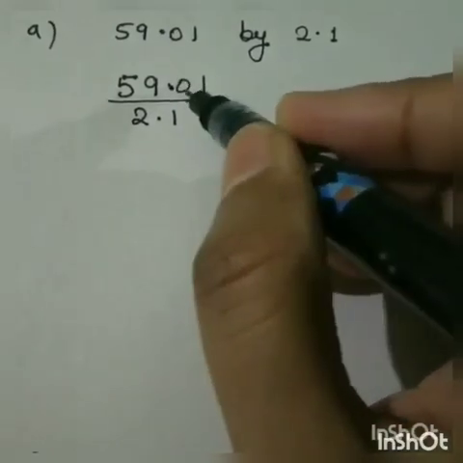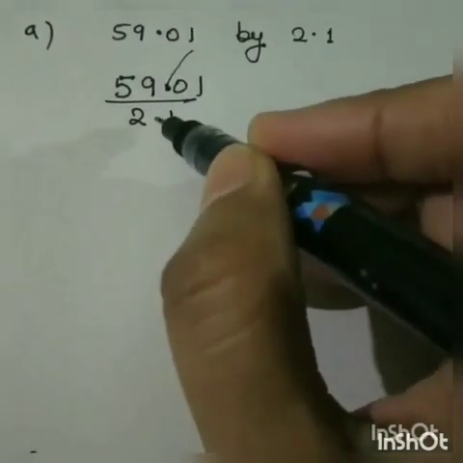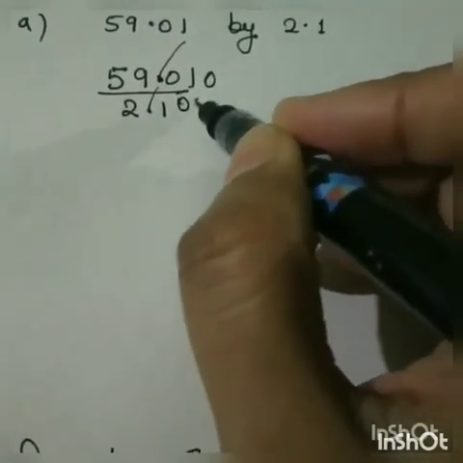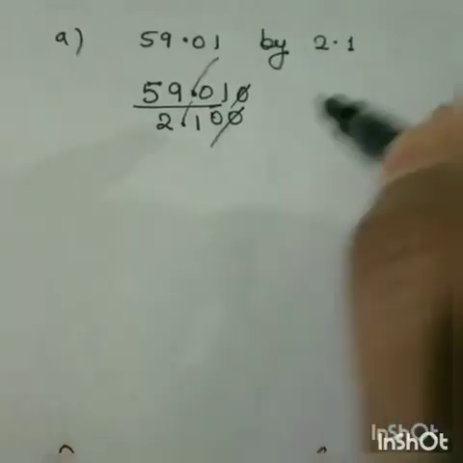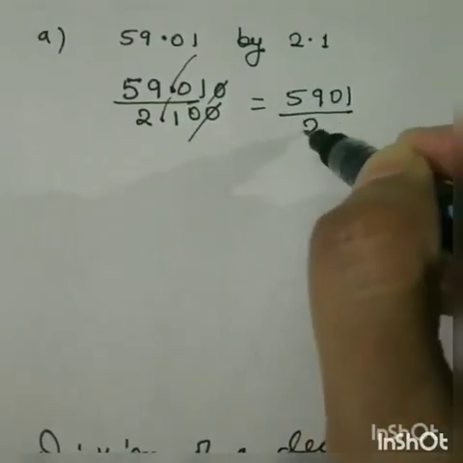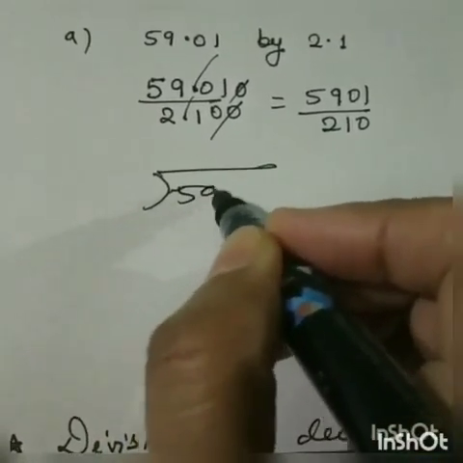After that, here we will first remove the decimal. So you can see after the decimal how many digits are there? 2. And here after the decimal how many digits? 1. So 1 zero will go up and 2 zeros will come down. Now cancel it out. We will get 5901 divided by 210. Now you will divide. It will be easy for you.